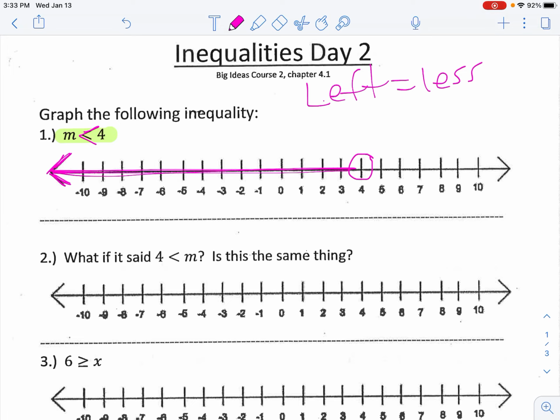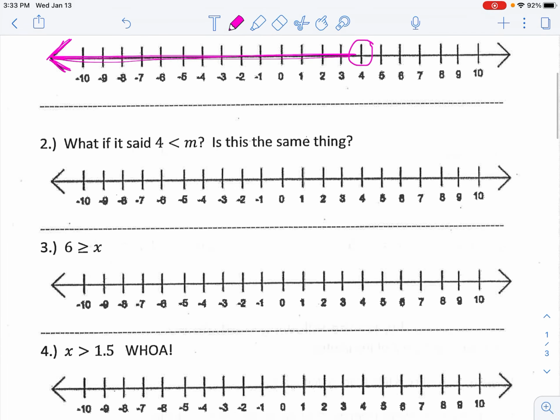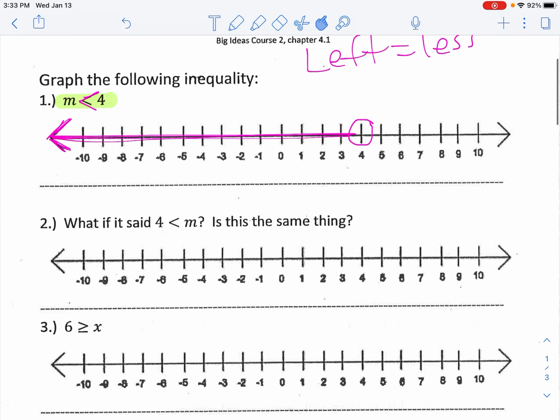Number 3, decide if your circle would be open or closed. So remember, an open circle is for less than or greater than. So this is saying that any number less than 4 is a possible solution. And we're done. Number 2, what if it said 4 is less than M? So compare that to M is less than 4. Does that mean the same thing?